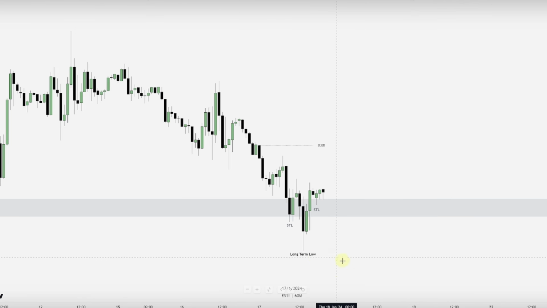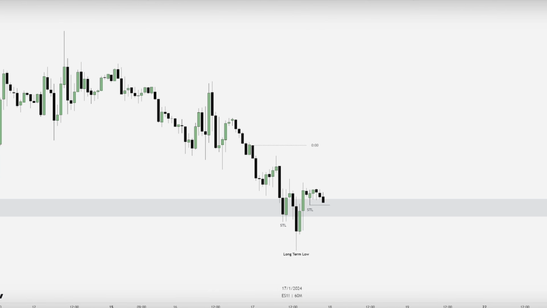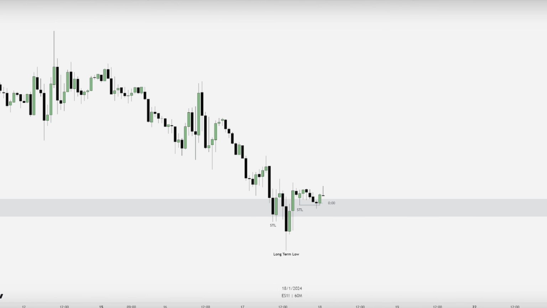Now, if we're going to create an intermediate term low, I want to look for a sweep of a short-term low. So letting this play out. Now we get a sweep. So this is just a short-term low currently, but I'm anticipating it to become an intermediate term low as price reacts off this level. So now what I can look for is a short-term low to be formed on the other side to continue higher, and then not anticipating price to reach back to this low.